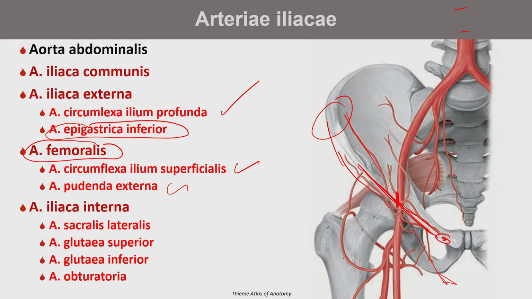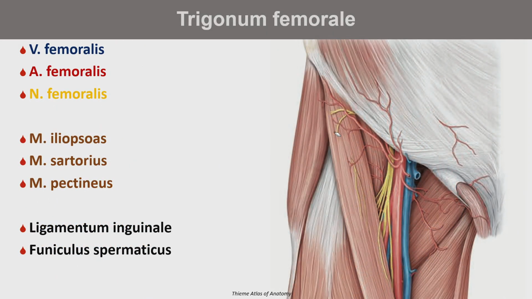So this is the inguinal region. In the inguinal region, we can then also distinguish important topographic relations. This is a ligament which is called the inguinal ligament. This is the superior edge of the trigonum femorale, the femoral trigone.